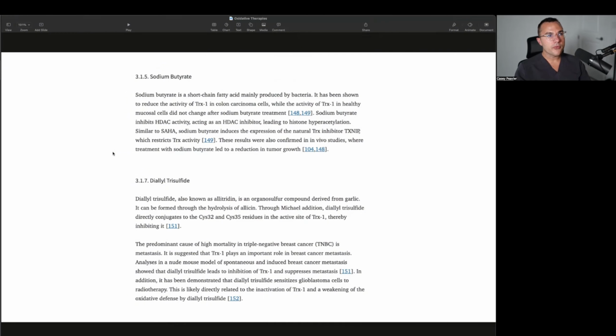It can be formed through the hydrolysis of allicin. Through Michael addition, diallyl sulfide directly conjugates with the cysteine 32 and cysteine 35 residues in the active site of the TRX1, therefore inhibiting it.